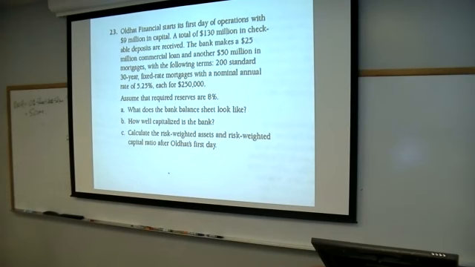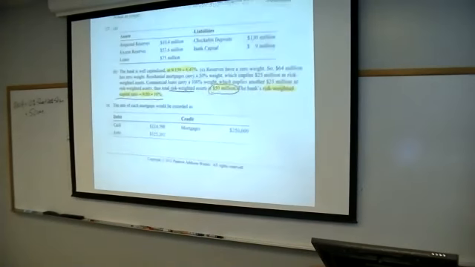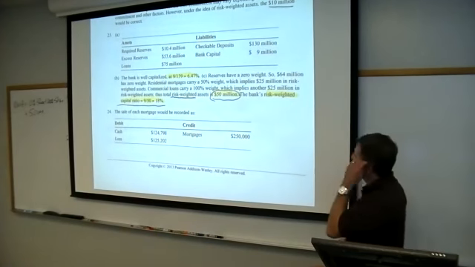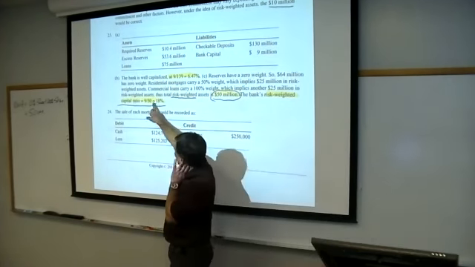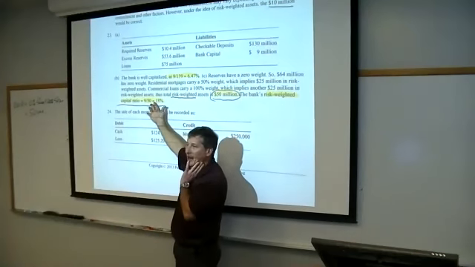Okay, I think everybody is on the right track here. So you should have got 18%. So they'll use that capital ratio to do the ratio. We'd expect it to be higher, of course.